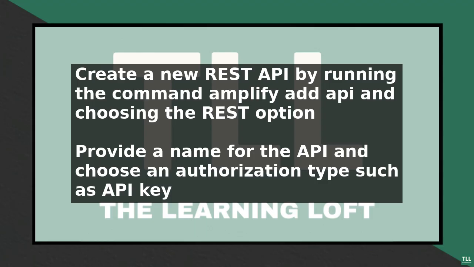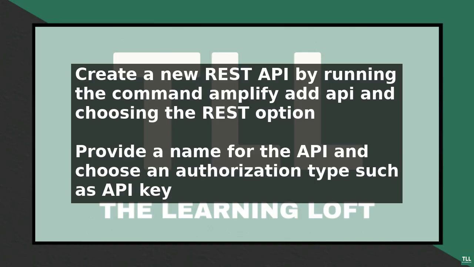Once the API is created, define the API endpoints and methods using the Amplify update API command. For example, to create a GET endpoint, run the command amplify update API, and then add the endpoint details, including the path, method, and response type.